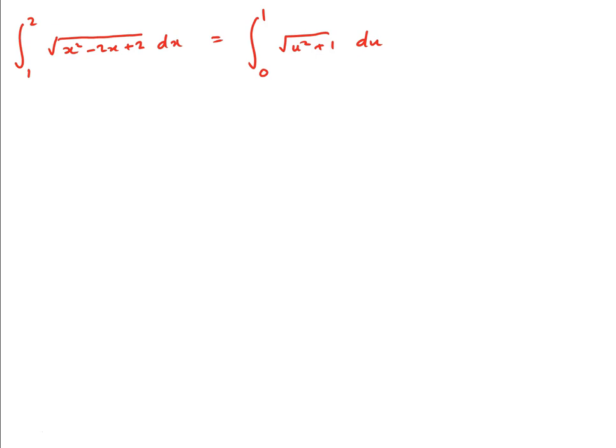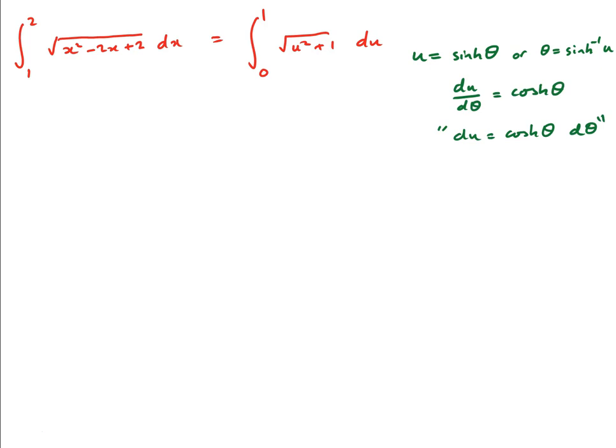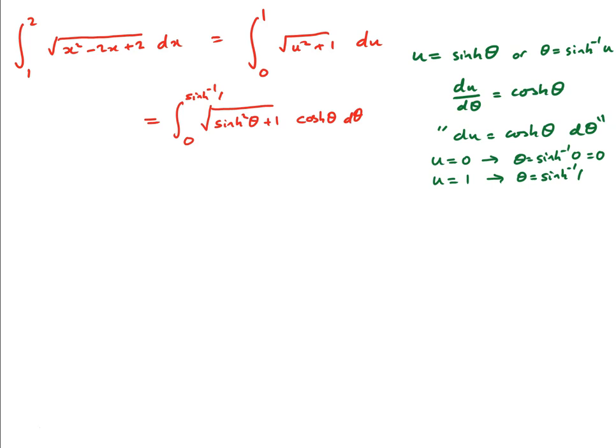So we're going to make the substitution u equals sine theta, or equivalently theta equals sine to the minus 1 of u. So du by d theta is cos theta, which means that du is the same thing as cos theta d theta. When u equals 0, theta is sine to the minus 1 of 0, which is 0, and when u is 1, theta is sine to the minus 1 of 1. So making the substitution, we've now got the integral between 0 and sine to the minus 1 of 1 of the square root of sine squared theta plus 1 times cos theta d theta.